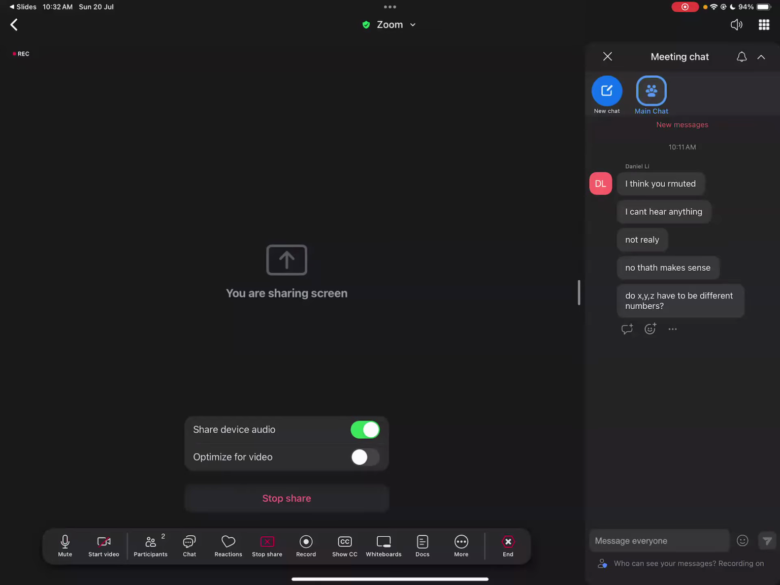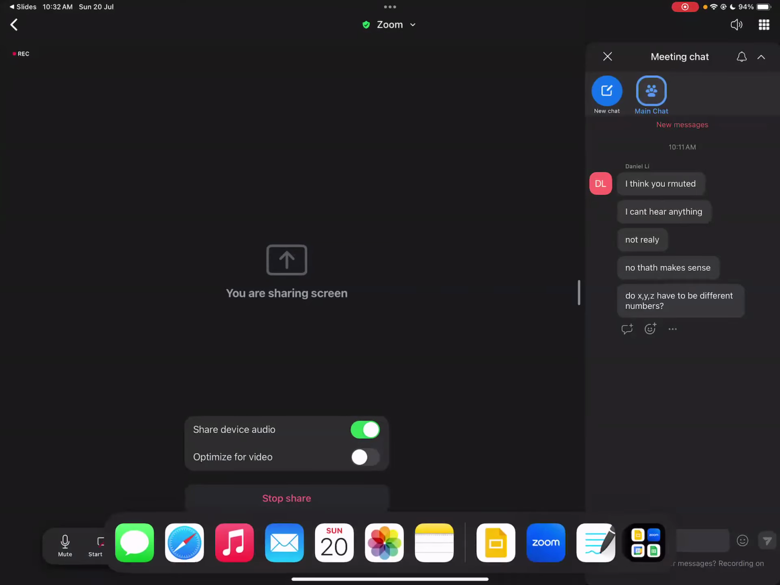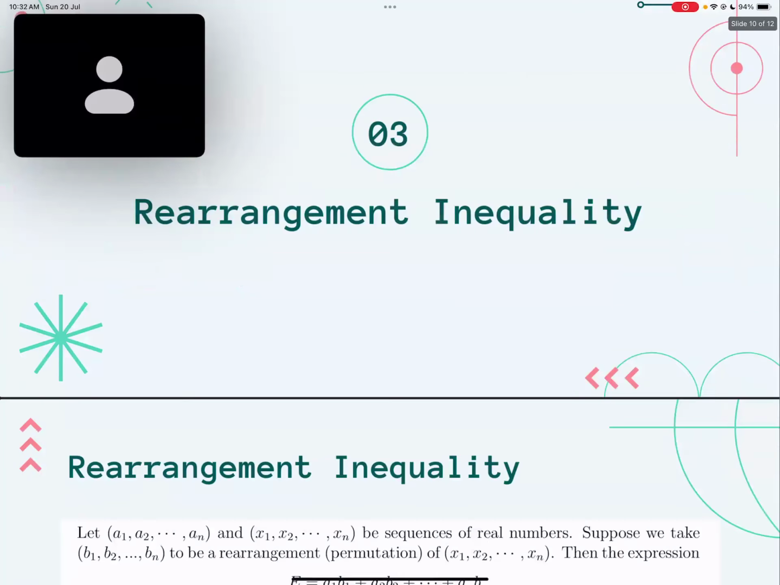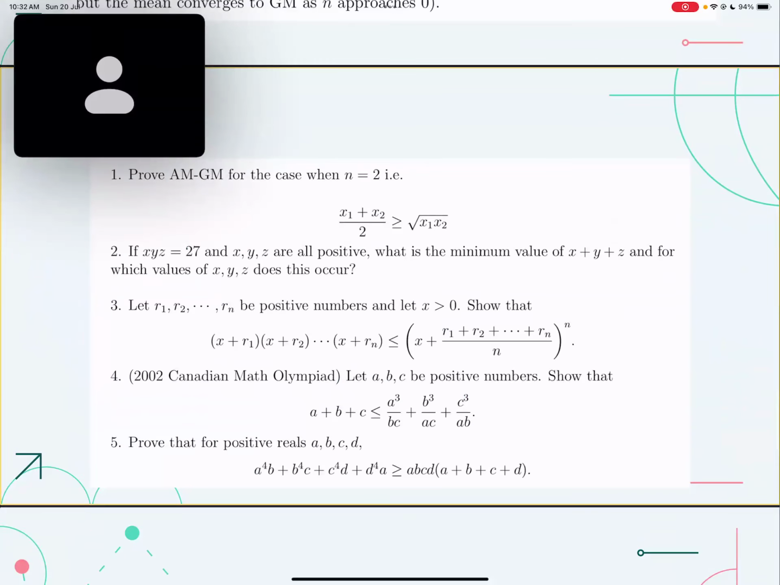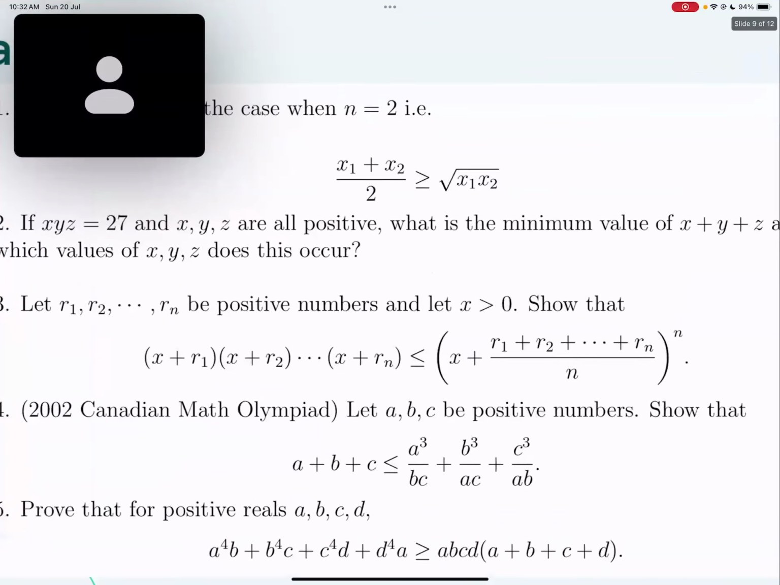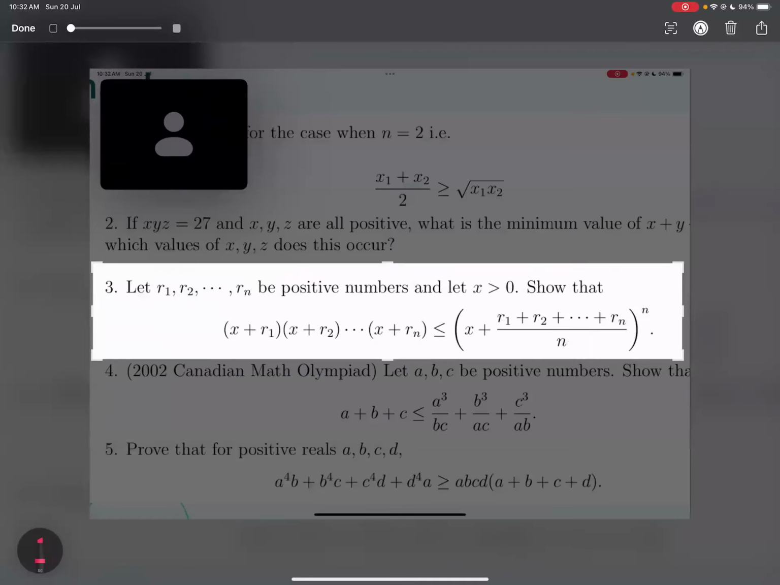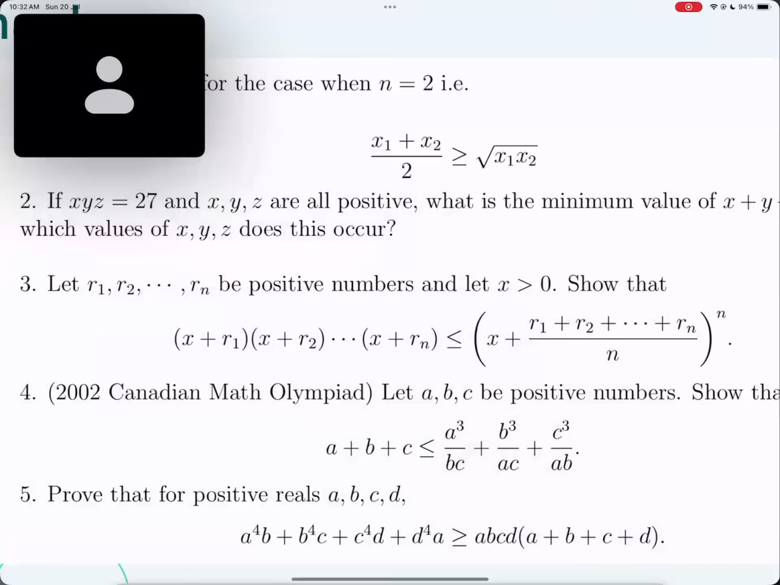Okay, I think we can give this one a go. Okay. I am not gonna remember this. Screen. Fit in.